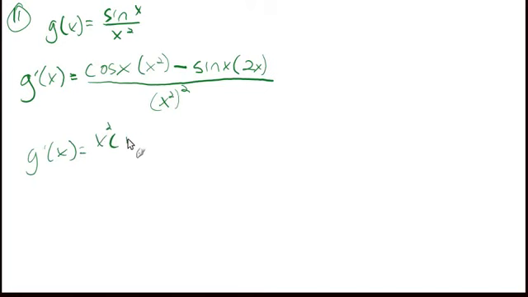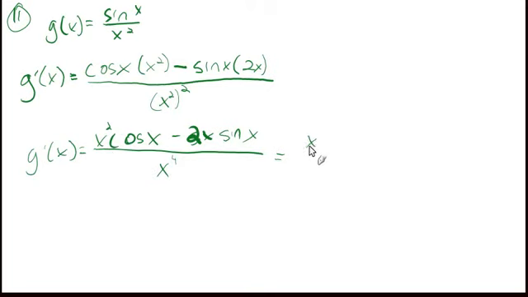g prime of x equals, let's just put x squared out here, cosine of x minus, let's go, 2x, sine x, over x to the 4th. We could cancel out an x here and here and here and get x cosine x minus 2 sine x over x to the 3rd.